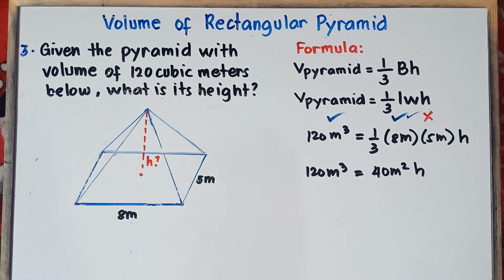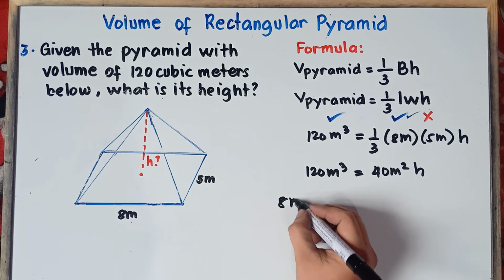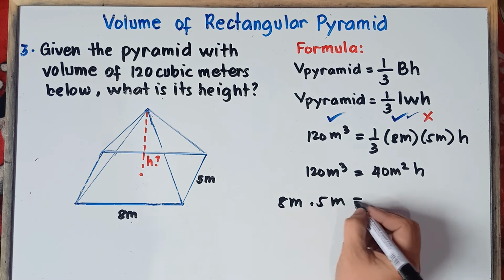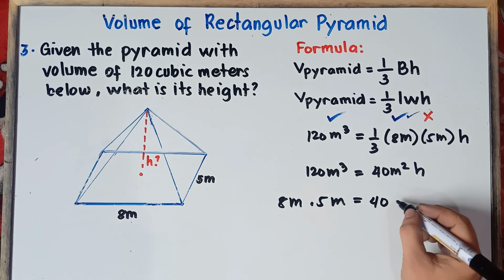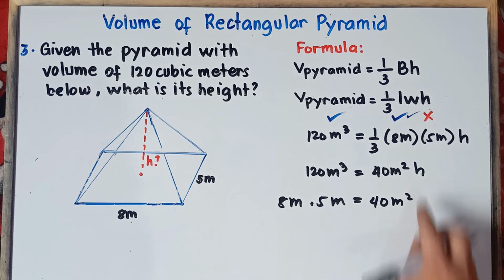Okay, once again class, I hope you're not confused. 1 times 8 meters, that is 8 meters. And then 8 meters times 5 meters, so 8 times 5, that's 40. Meters times meters, that would be meters squared. Times height, simply copy height.